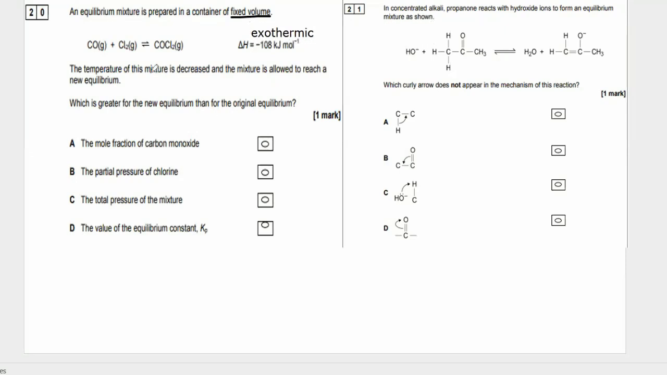Which is greater for the new equilibrium? Okay, so does the mole fraction of carbon monoxide go up? Does the partial pressure of chlorine go up? Does the total pressure of the mixture go up? Or does the value of the equilibrium constant Kp go up?